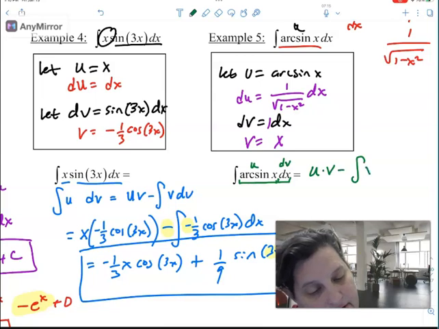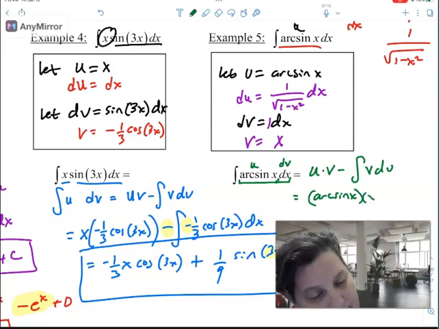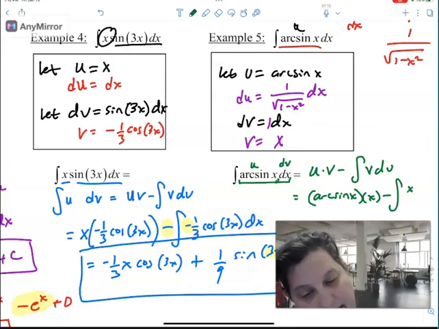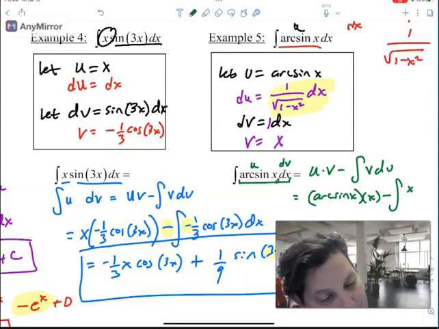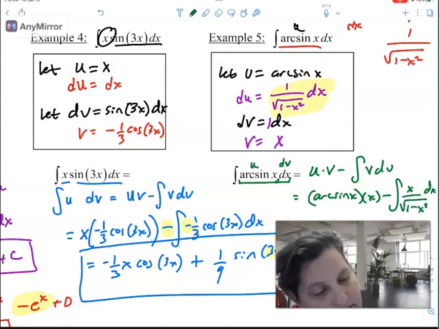ultraviolet voodoo. Okay? Ultra, so it's arc sine violet x minus the integral of v x, and then du, you guys, du is all this stuff. So du is 1 over square root of 1 minus x squared dx.